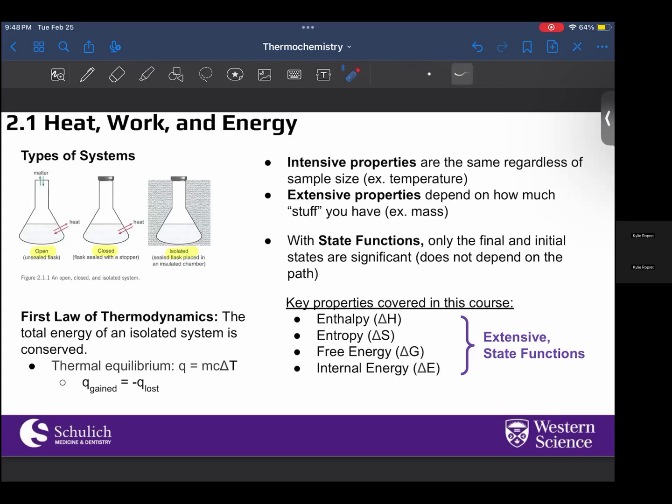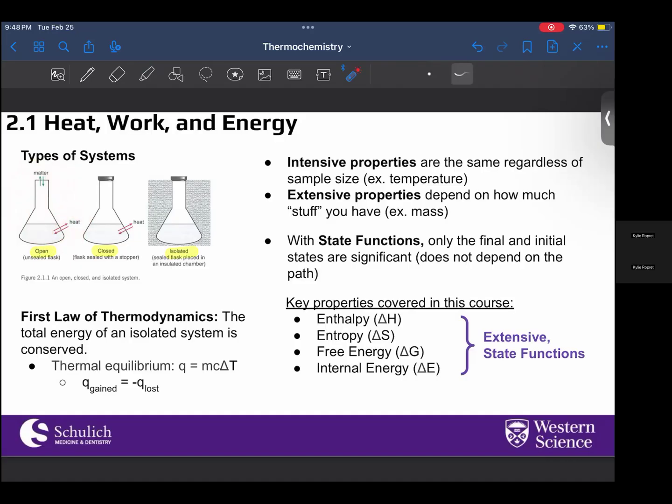So with an open system, you can see matter and heat can go in and out. So in this flask here, maybe some of this water can evaporate, so that's the matter. And then let's say it was cold water and you left it out, eventually it would warm up to room temperature, so that's our heat.